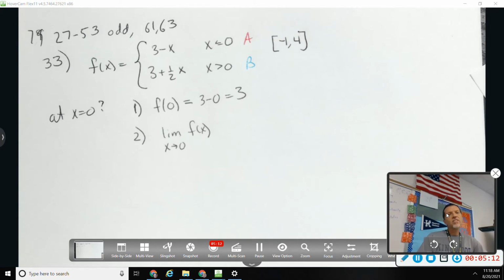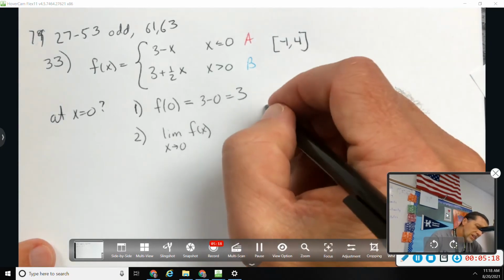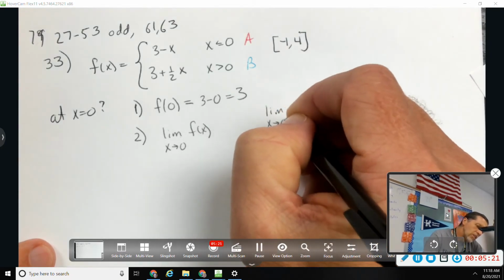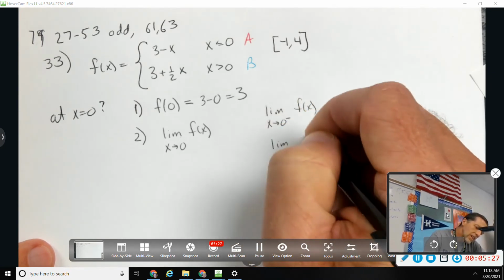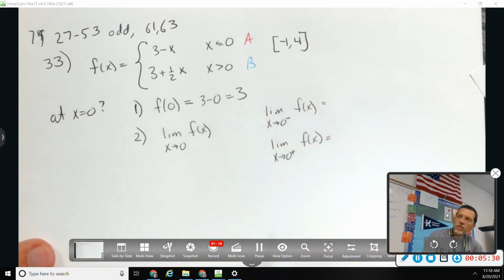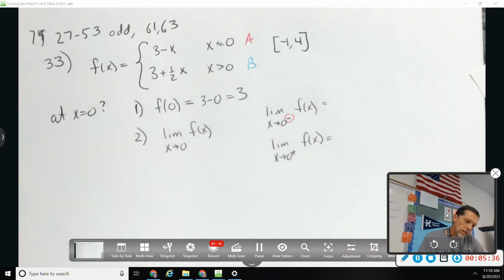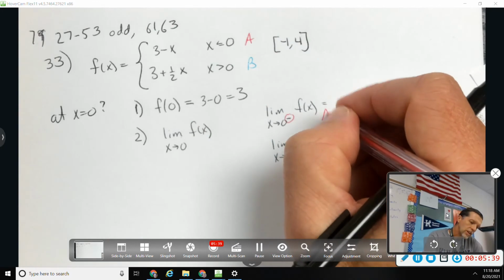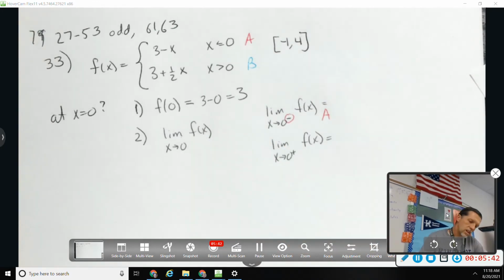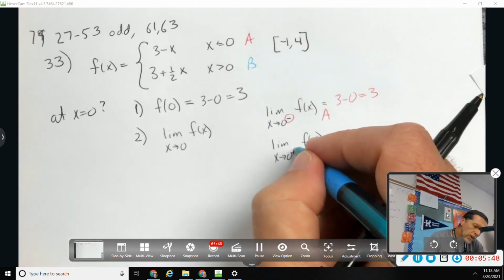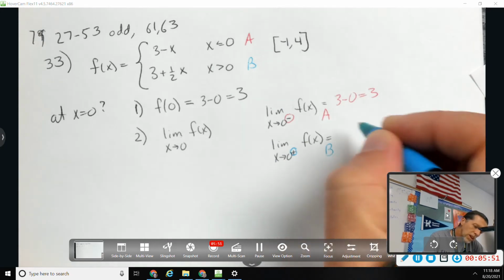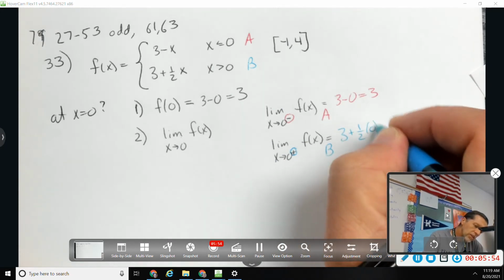So how do I check to see if that limit exists? You look at the stuff next to it. So I need to look at the stuff to the left of it and the stuff to the right of it. So I need to see what's going on just left and just right. If I'm just left of 0, that would put me on branch A. 3 minus 0 is 3. If I'm just right of it, that would put me on branch B. 3 plus half of 0 is 3.